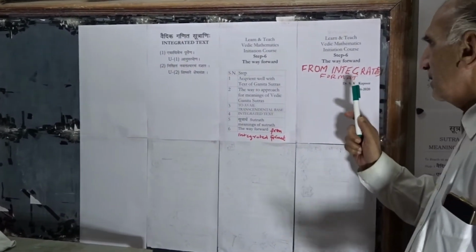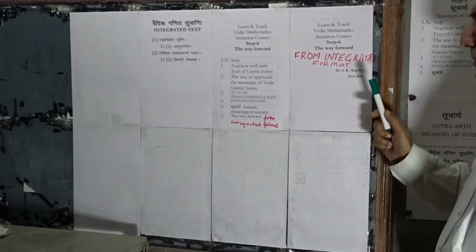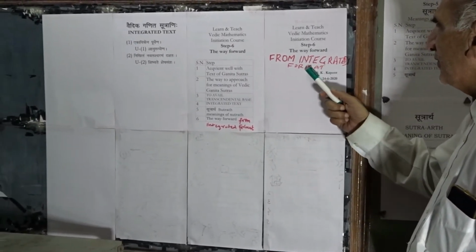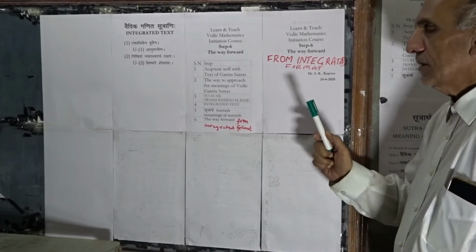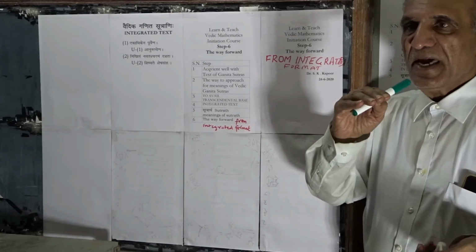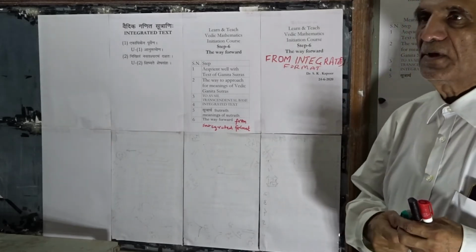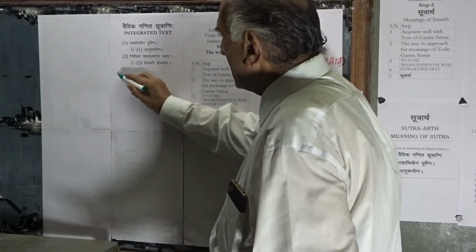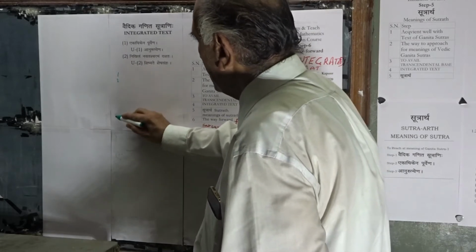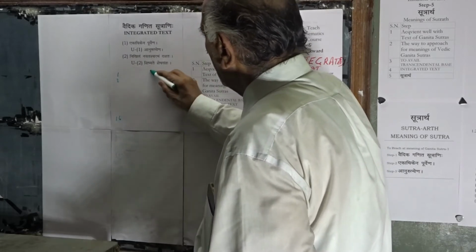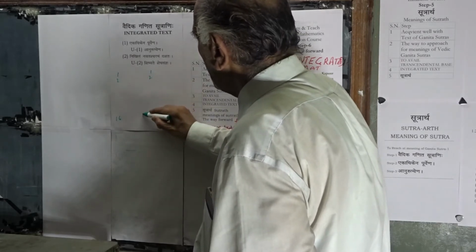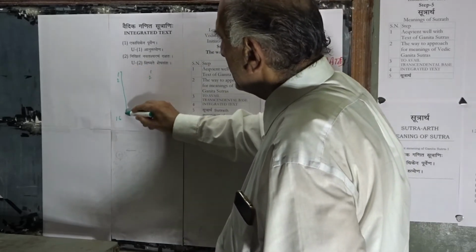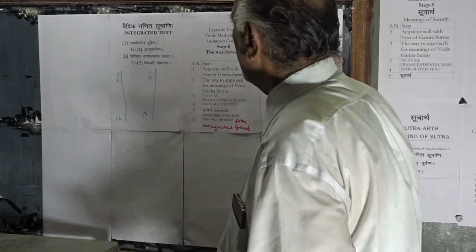The aspect we shall be taking up is the way forward from the integrated format. We have reached the integrated format of the text of Ganesha Sutras and Upsutras. There are 16 sutras and there are 13 upsutras. This set of 29 sutras makes an integrated format.